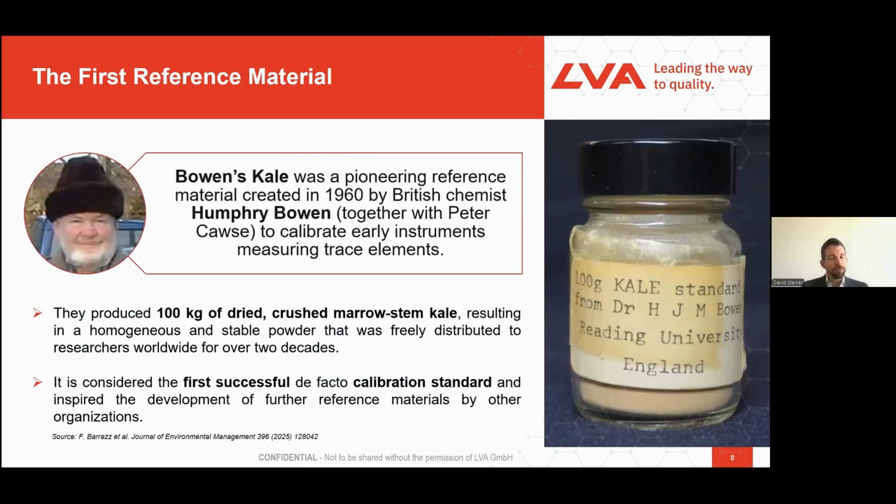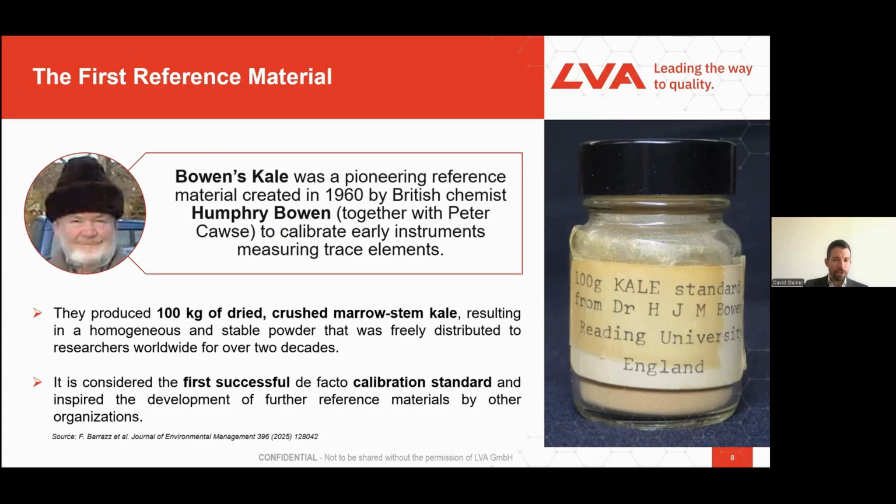Now coming to one of my favorite slides, to better understand where we are today, it is always very helpful to briefly look back at the origins of reference materials. One of the earliest and most well-known examples of a reference material is the so-called Bowen's kale. This was developed in the 1960s by this gentleman in the small picture here, Humphrey Bowen. He was a British chemist.